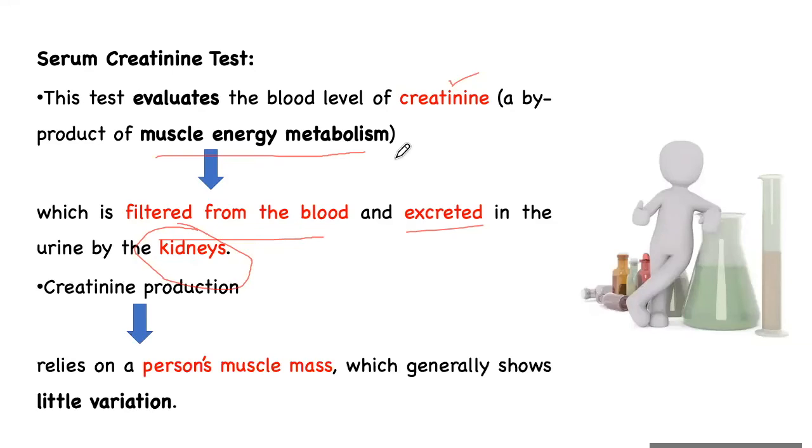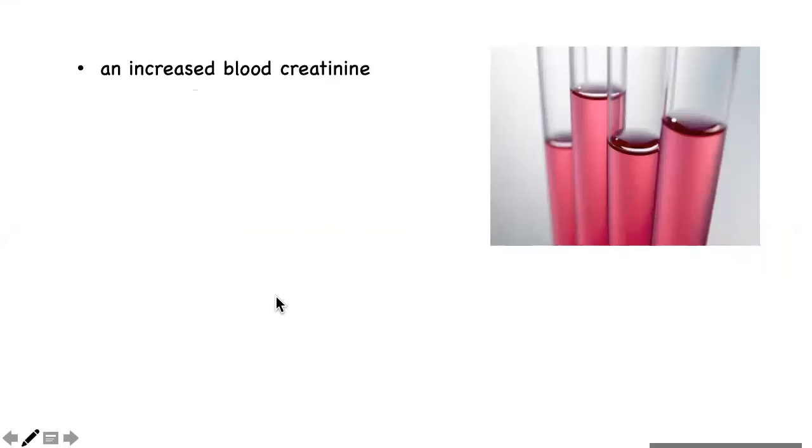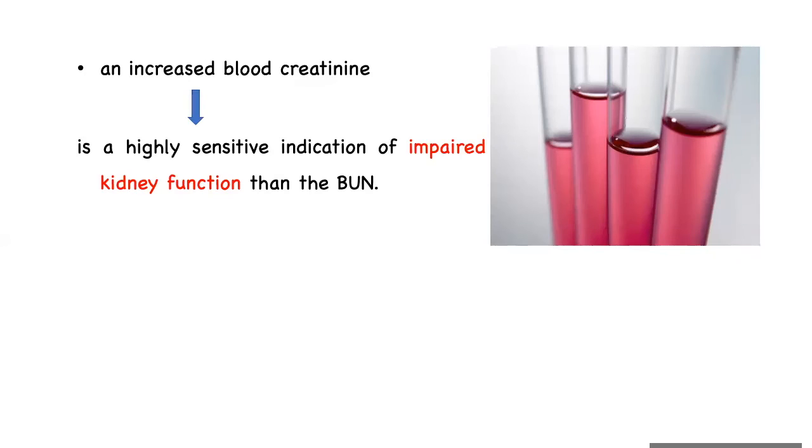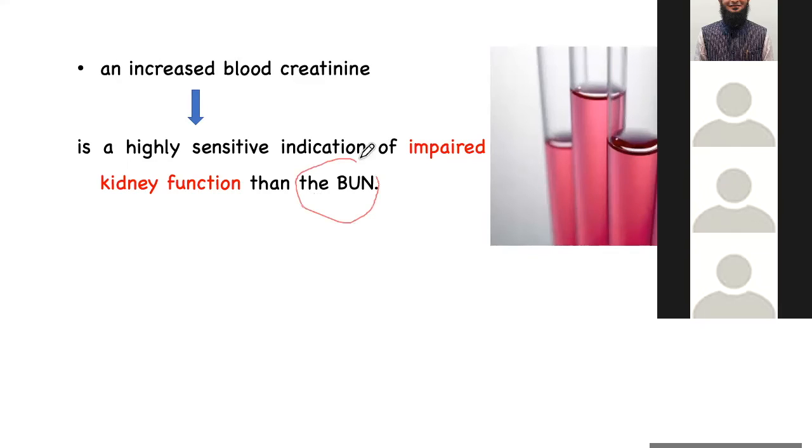So creatinine production relies basically on the person's muscle mass. If a person has more muscle mass, we generally see a slight variation. Depending upon the person's muscle mass, whether they are fatty, having more musculature, or very lean, accordingly there is some slight variation in creatinine production. But mostly, if the level is increased, an increased blood creatinine level is a highly sensitive indication of impaired kidney function as compared to blood urea nitrogen.